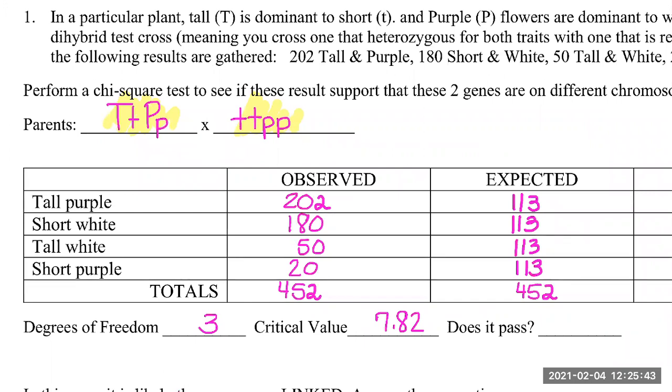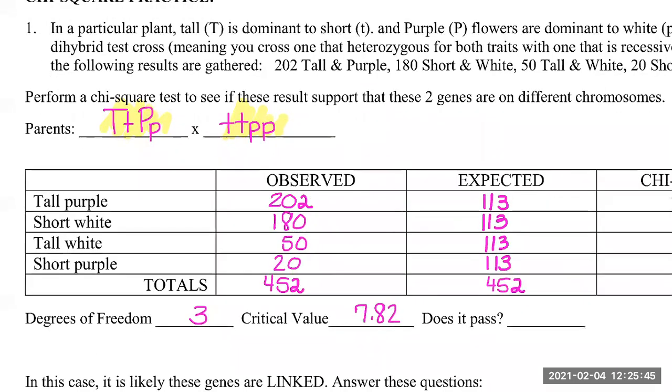recessive. The expected outcome, you can actually just memorize, is going to be 1/4 of each possibility, which is what I have here as my expected. Out of 452, if I do 1/4 times my total of 452, I'm going to get 113. So I'm going to expect 113 of each.